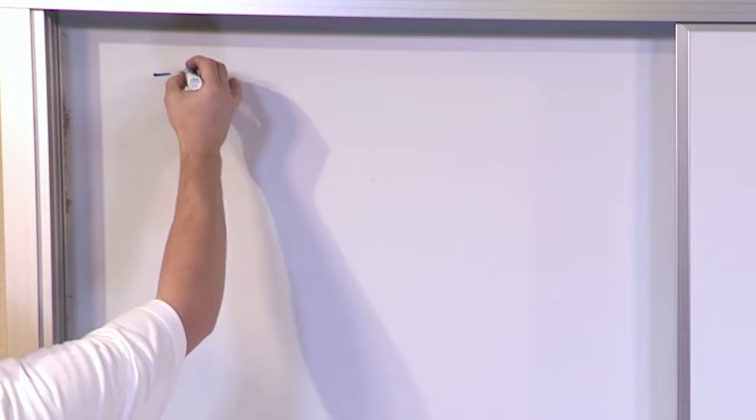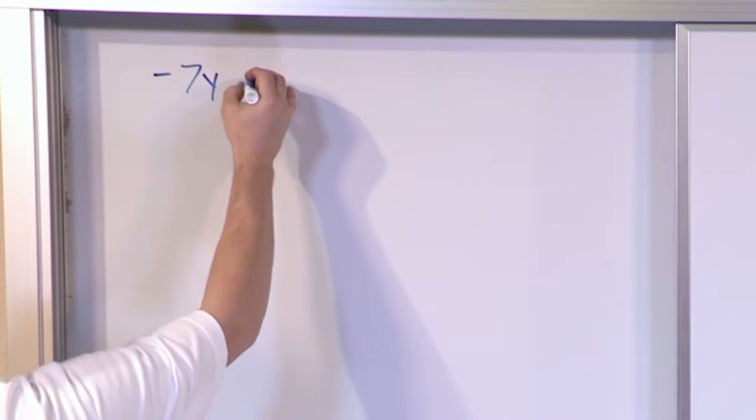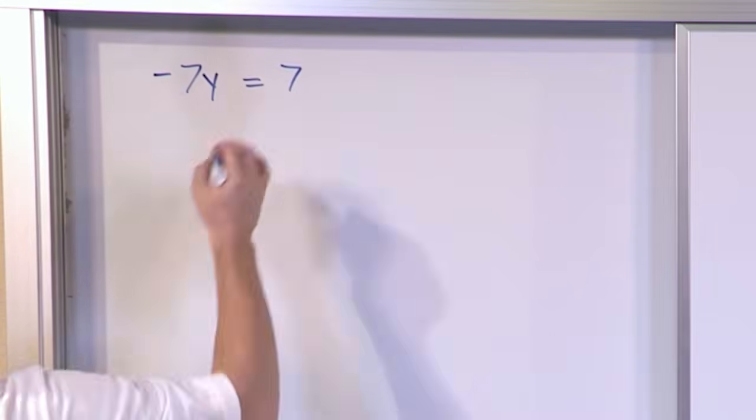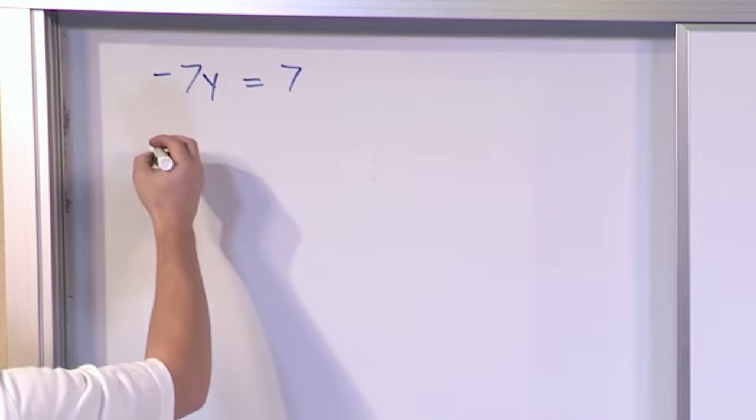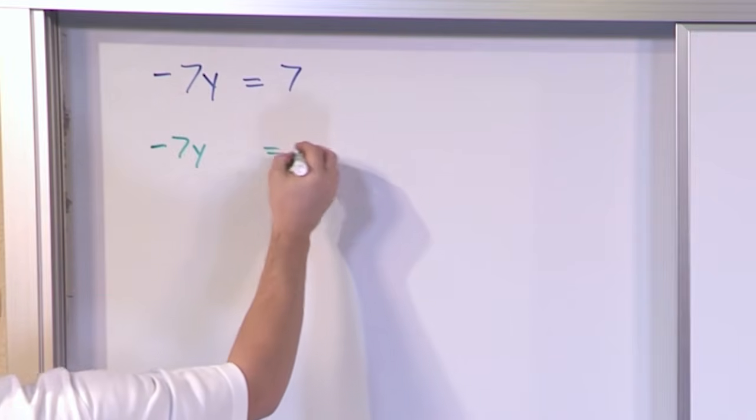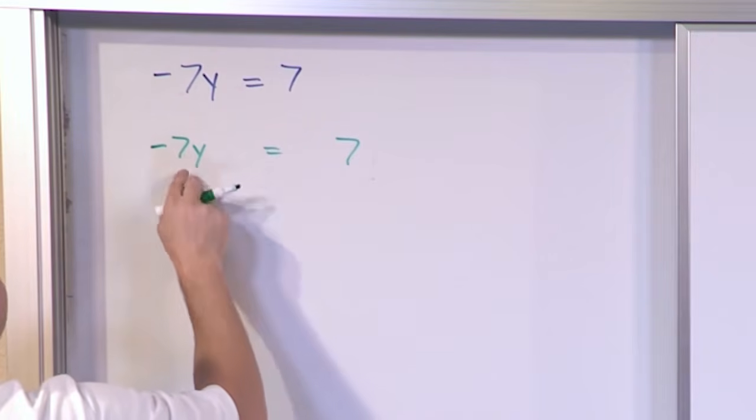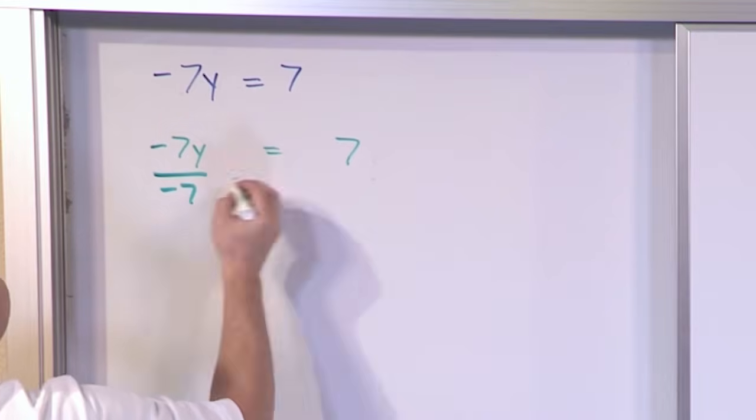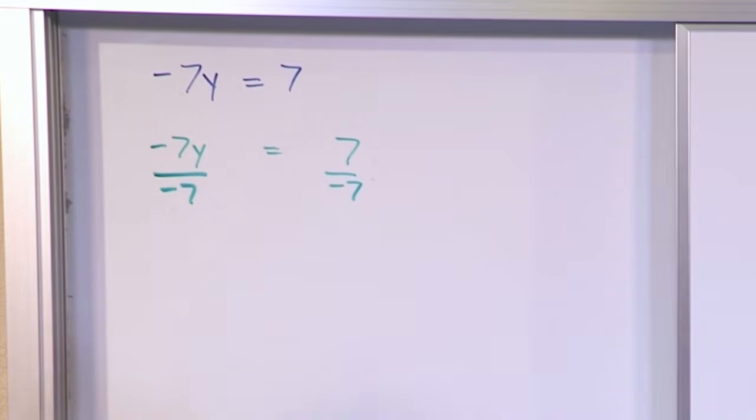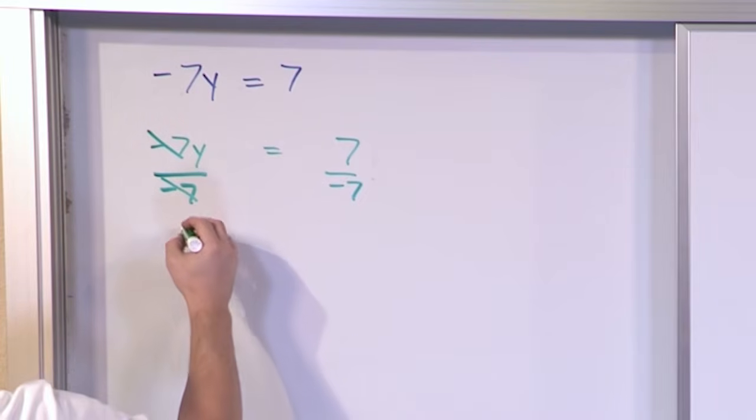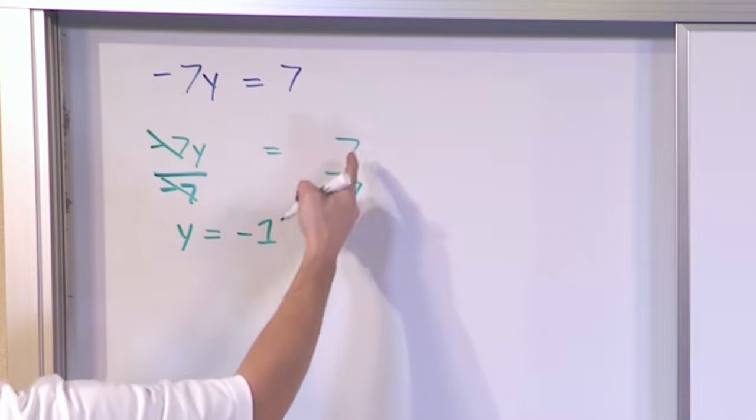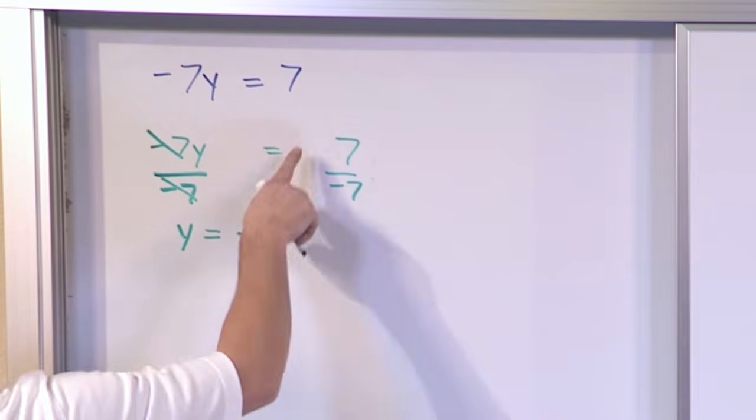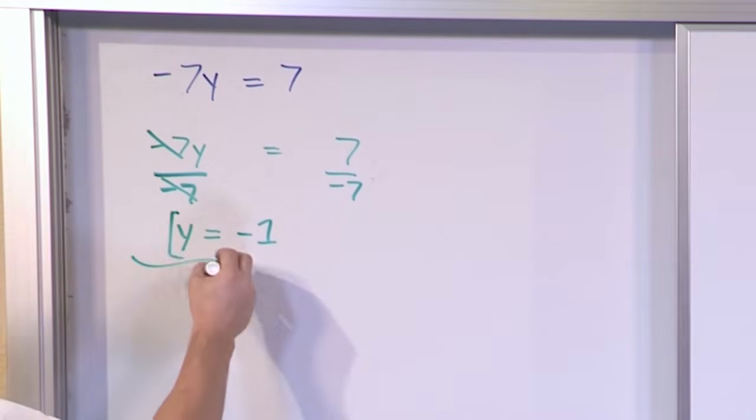We'll switch back to a slightly simpler one. -7 times y is 7. How do we get y by itself? Well, let me rewrite the problem. -7y is 7. In order to get y by itself, since they're multiplied, we have to divide by -7. It's the only way to do it. And so they're going to cancel. So on the left-hand side, you're going to have y is equal to, and over here, you're going to have -1. 7 divided by 7 is 1. Positive divided by negative is negative.